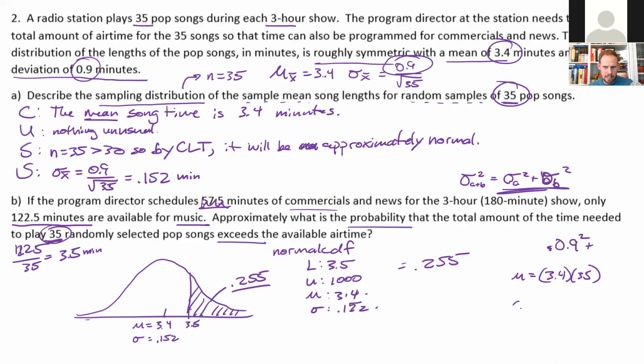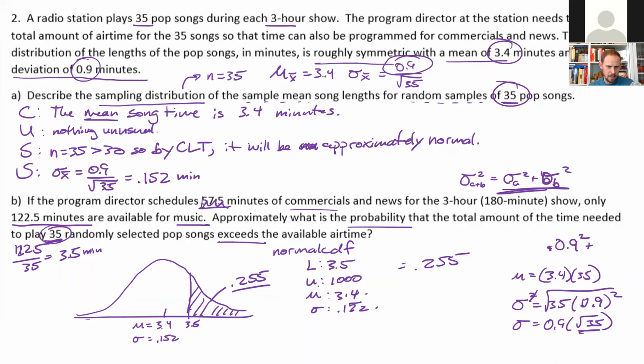So if you use the 122.5 as your lower bound, you'd have to scale up the mean and you'd have to scale up the standard deviation. The mean's not so hard. The mean would be scaled up using just 3.4 times the 35 songs, and that would be our new mean. But the standard deviation, we'd have to technically do it 35 times. So the standard deviation squared would be 35 times 0.9 squared. And then we take the square root here. So we'd end up getting the standard deviation is 0.9 times the square root of 35. And that's what everybody gets wrong, is they don't have that square root of 35.